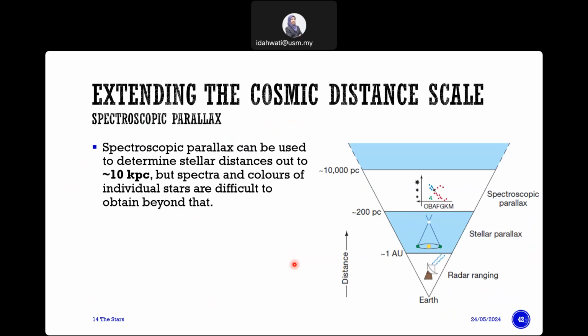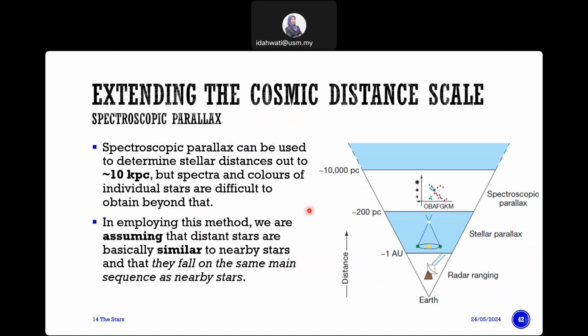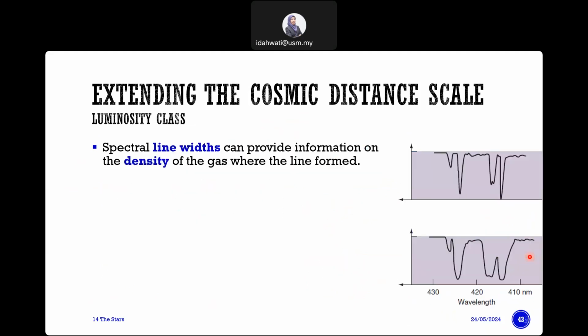It is a method that utilizes the relationship between a star's spectral type and its luminosity. By analyzing a star's spectrum, astronomers can determine its spectral type, using data from nearby stars with known distance. The distance must be known, so they can estimate the star's intrinsic luminosity.